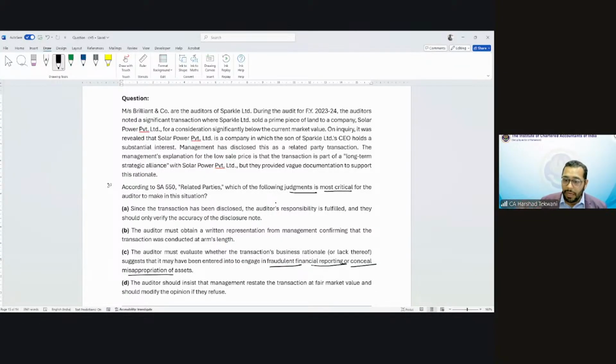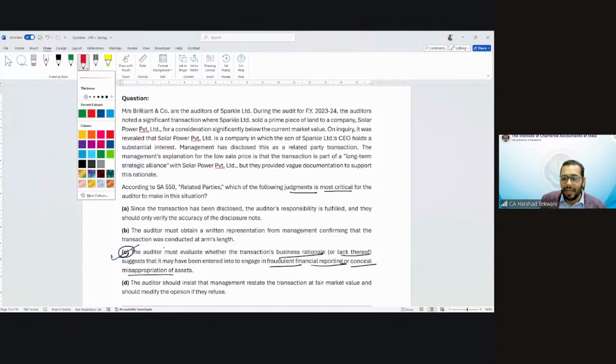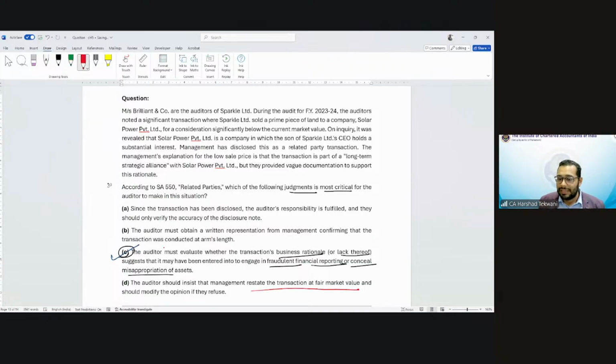I don't know. But the main important critical judgment will be C. That is, understand whether this is a fraudulent financial reporting. Is there any fraud risk involved because the business rationale is missing? That will be the more important part over here. Rather than directly saying it's a modification if you do not state at the fair market value, that is incorrect. So your option C is correct. And the reason why D is incorrect is this term, fair market value, that D stated. Not necessary. Understand the transaction and the commercials.